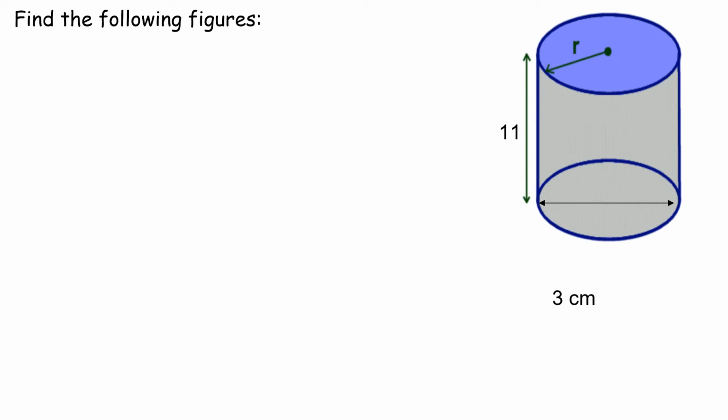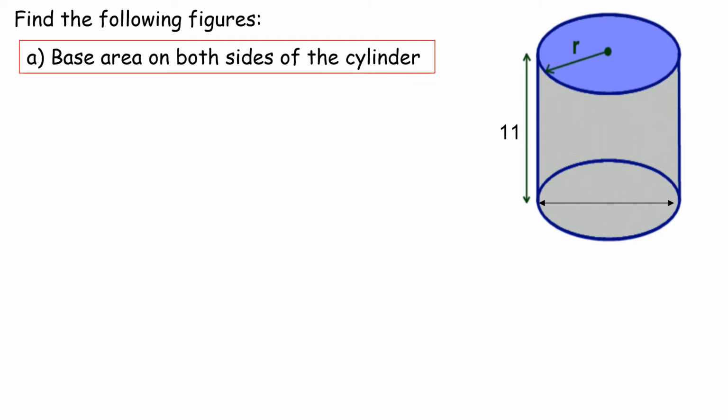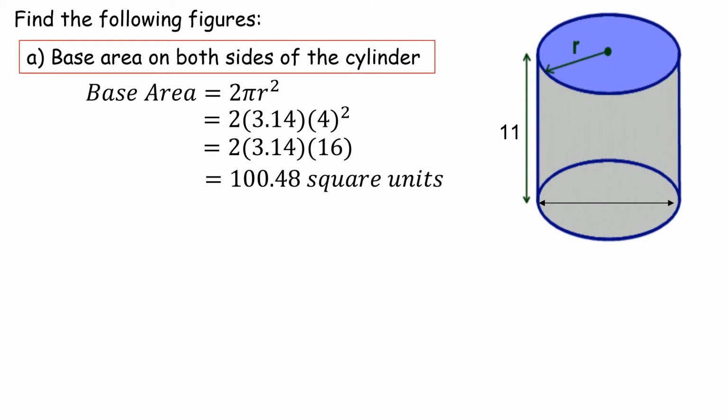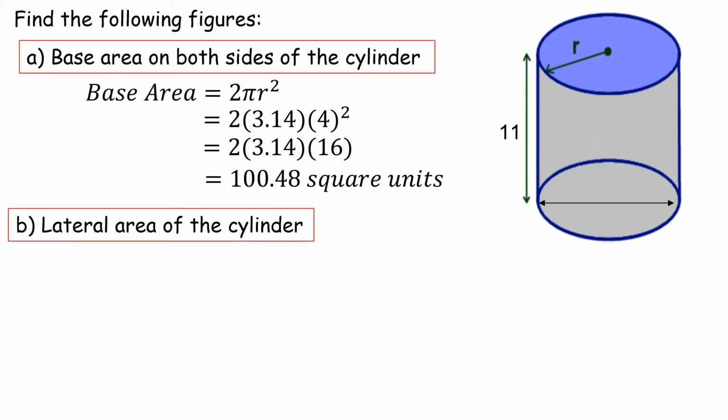Now, let us compute for the base area on both sides of the cylinder. To solve for the base area, we are going to use the formula 2 pi r squared. Since the diameter is given, which is equal to 8, the radius is 8 divided by 2, which is 4. Substituting all the values, pi is equal to 3.14 and the radius is 4, so we have 2 times 3.14 times 4 squared, which is equal to 100.48 square units.